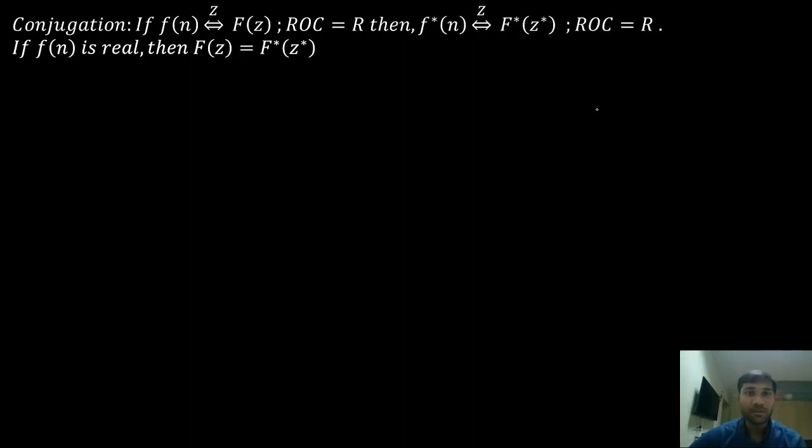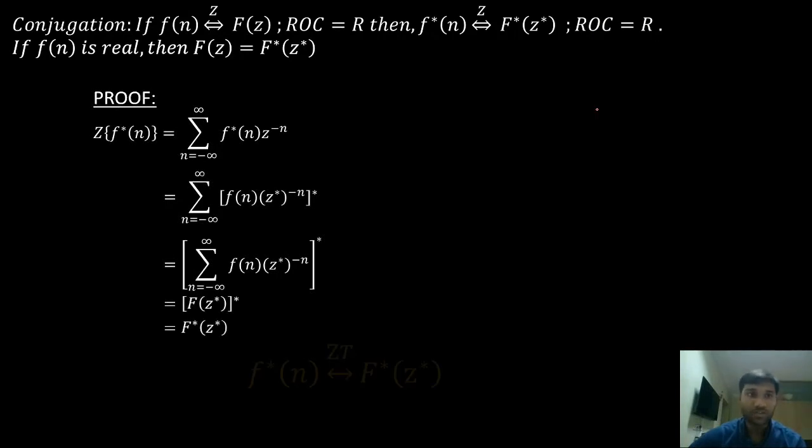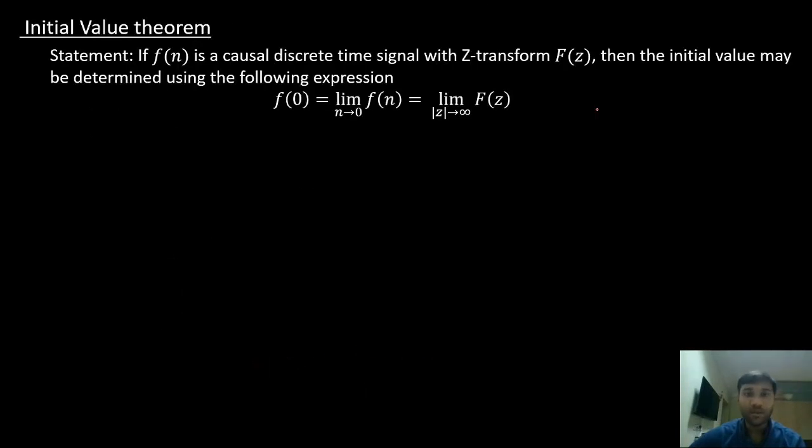Conjugation is also very similar to what we proved previously in DTFT. This is the conjugation property. And the initial value theorem and final value theorem, we'll discuss now.